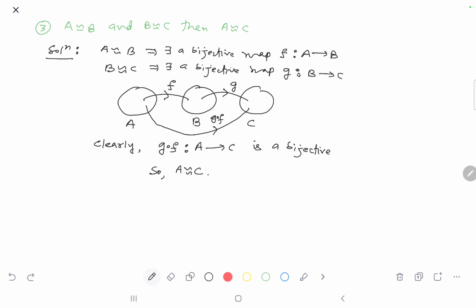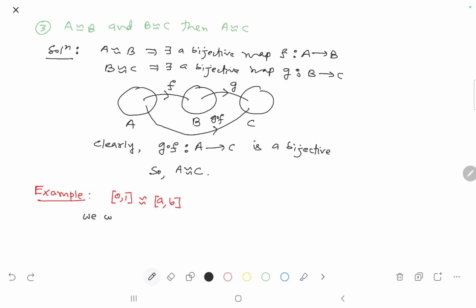So let me give you one example here, a very important example: the interval 0 to 1 is equipotent with the closed interval A to B. We have two sets, one set is 0 to 1 and another set is A to B. We prove that these two sets are equipotent. So we have to define a bijective map from this to this, right?